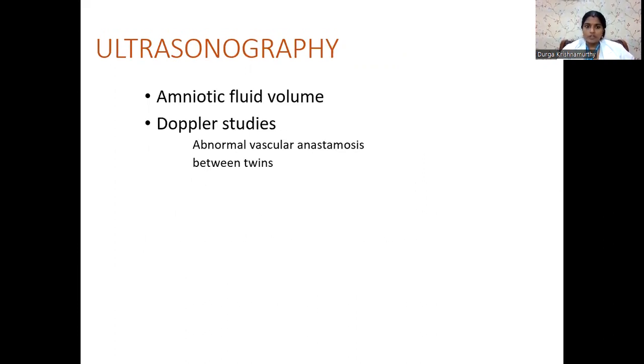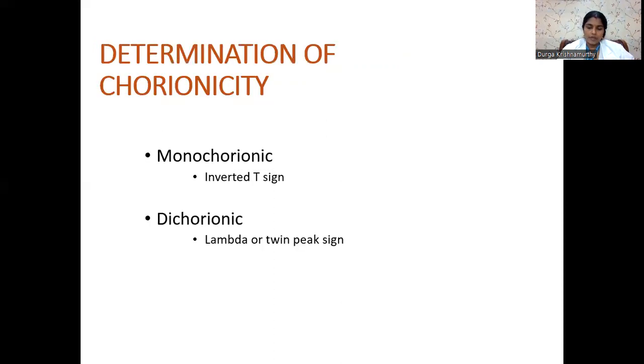Ultrasound is also important to determine the amniotic fluid volume and Doppler studies of both babies, especially in case of monochorionic babies or twins where there are abnormal vascular anastomoses between the twins. So what is seen in ultrasound? It will help you to detect the monochorionicity, which is the inverted T sign. The dichorionicity is called the lambda or the twin peak sign.